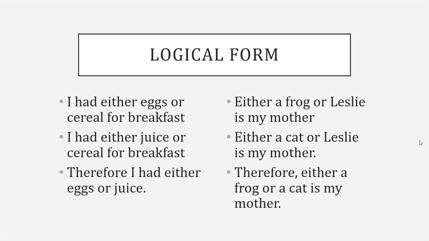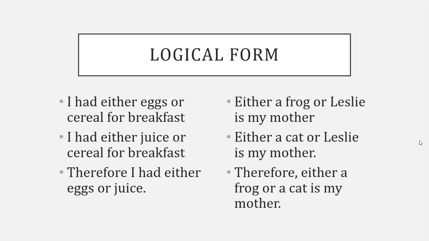So, either I had eggs or cereal for breakfast. I had either juice or cereal for breakfast. Therefore, I had either eggs or juice. Is similarly an invalid argument, because you can tell that, because we came up with a clearly invalid argument that has the same logical form as that one.